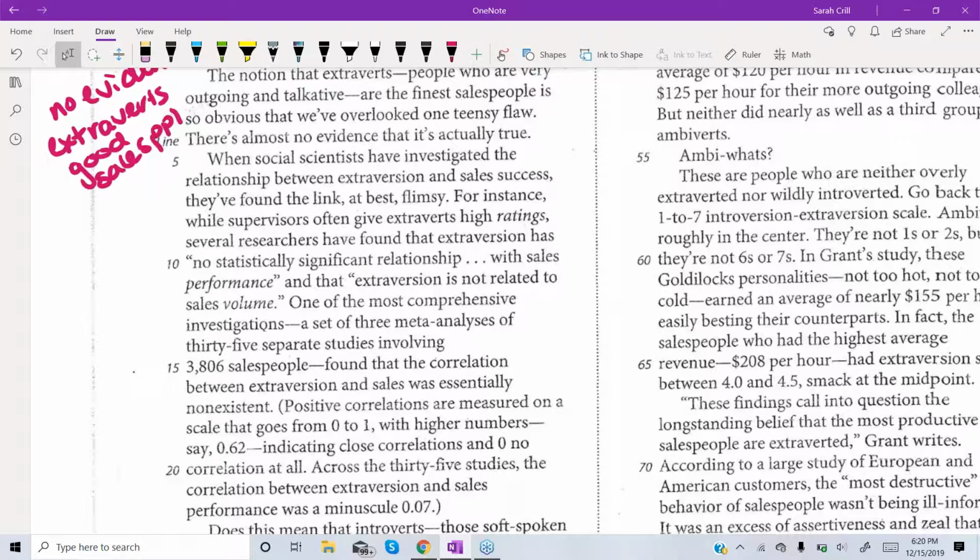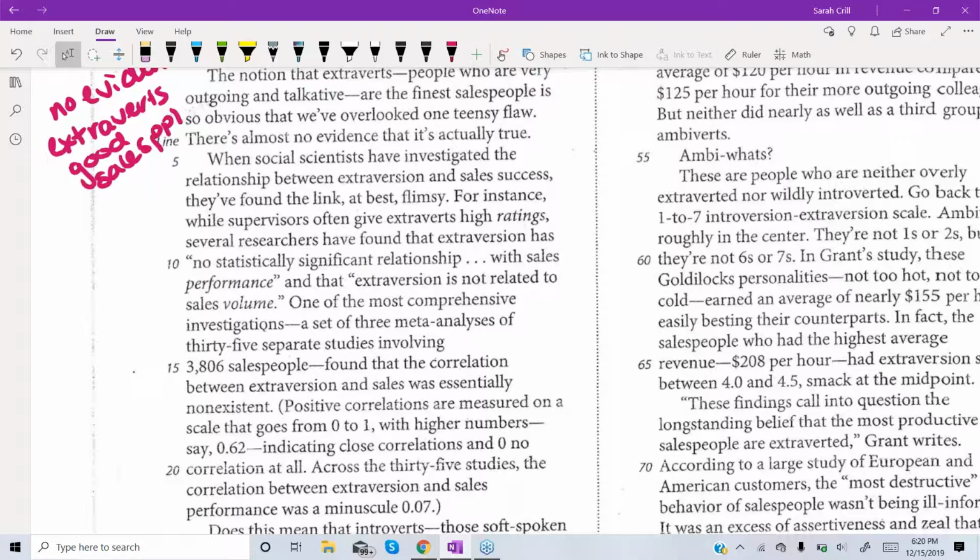And in parentheses, they say, positive correlations are measured on a scale that goes from 0 to 1, with higher numbers, say 0.62, indicating close correlations, and 0, no correlation at all. Across the 35 studies, the correlation between extroversion and sales performance was a minuscule 0.07.